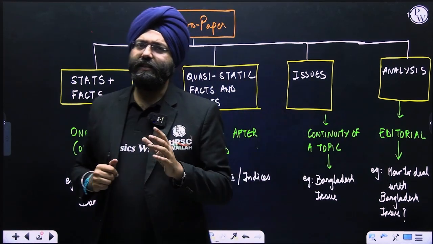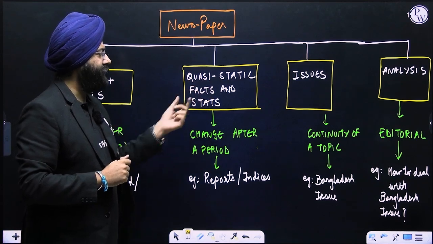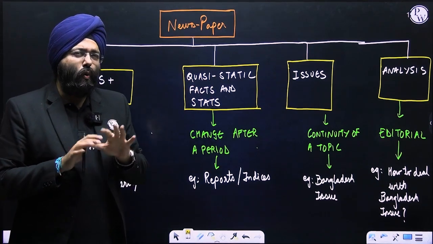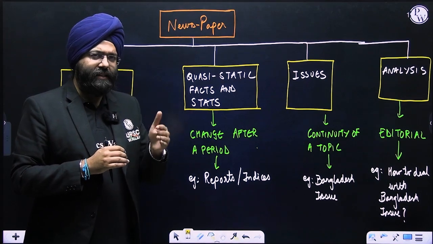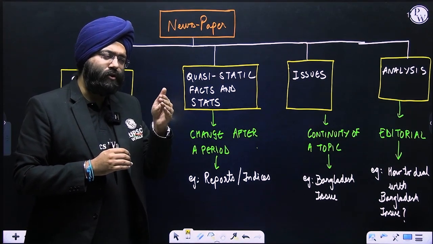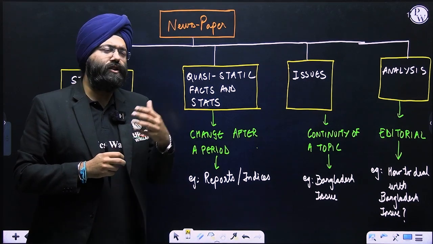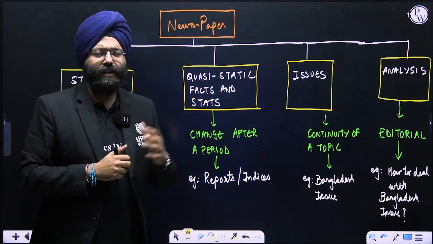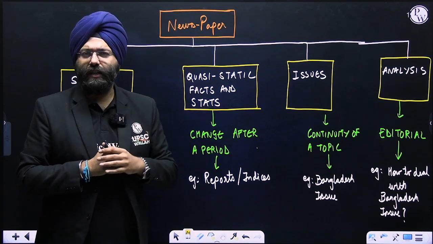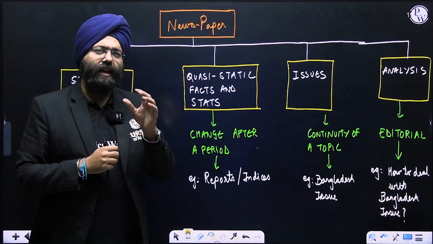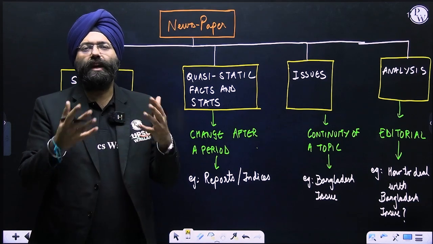Second set of things that you see in the newspaper are quasi-static facts and stats. Now, what is quasi over here? Remember, quasi means that a particular thing or a report remains constant for some duration. For example, a report, let us say, on gender parity or gender inequality has come that gives a rank of India with respect to a certain category. Now that rank would be valid for the complete year. And after 1 year, a new report will come and again a new rank will come.